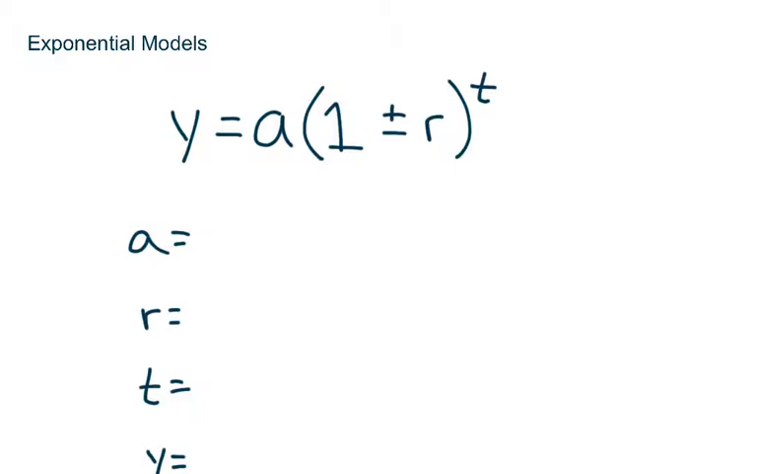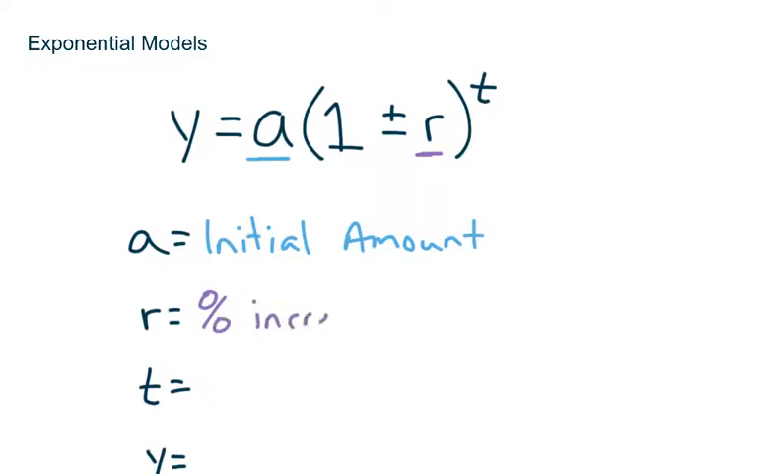So the a value, this number right here, represents your initial amount. It's what you're starting with, whether that's a number of people or a dollar value, things like that. Initial amount. Your r value, we'll do that one in purple. The r value is the percent increase or decrease.